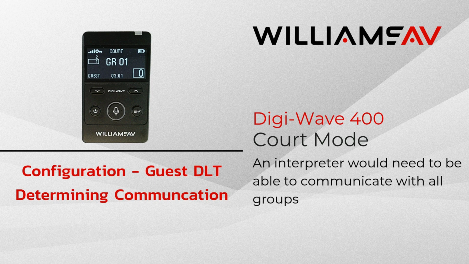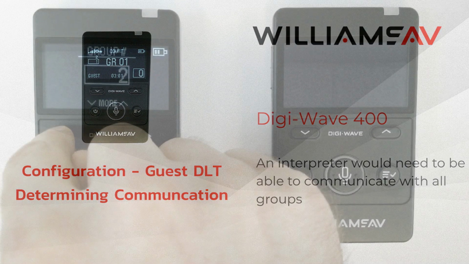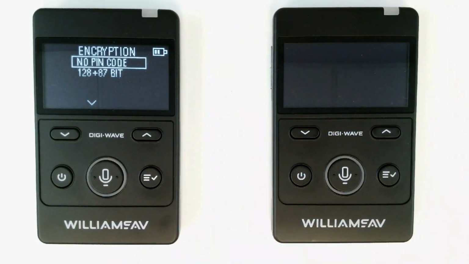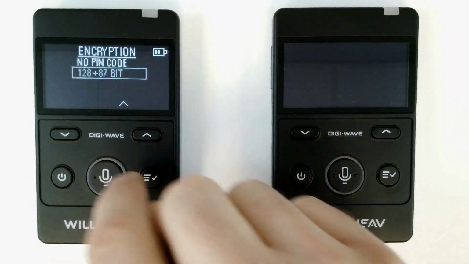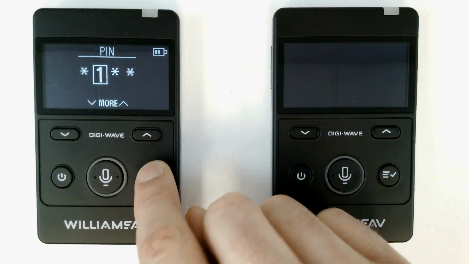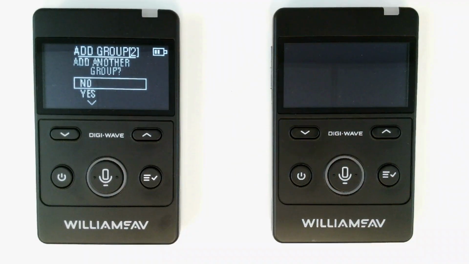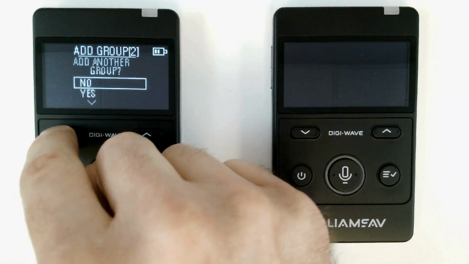For this first guest device, let's assign groups 1 and 2, and so for this option, select Group 1. Step 8. Encryption. If you configured the Master 1 DLT with a PIN code for Group 1, then you'll need to enter that PIN here. If not, select No. Step 9. Add Group 2. Select Yes, and then select Group 2.